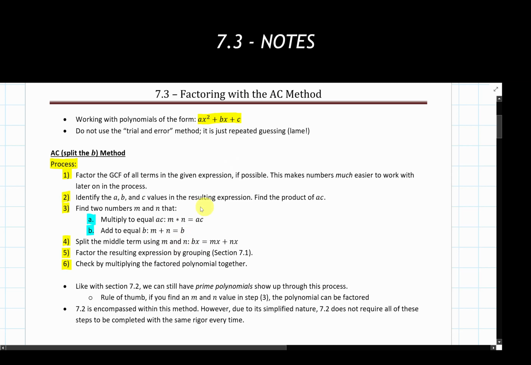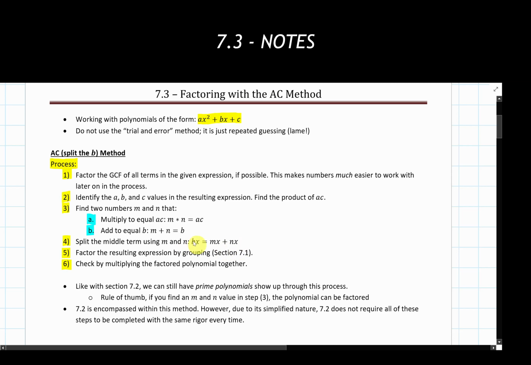So this bx, this middle term, is going to split apart into our first value and our second value that we have here. When we're doing this, we need to make sure that we're keeping the signs of our two m and n values the same. So if m is positive and n is negative, those need to carry on down here. And again, we'll see an example of this here soon.